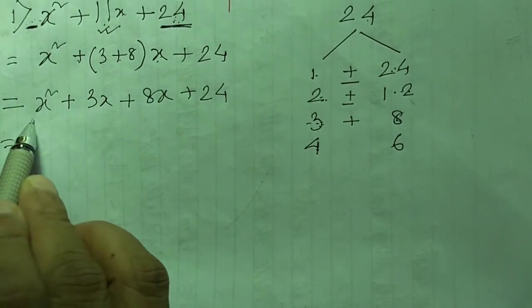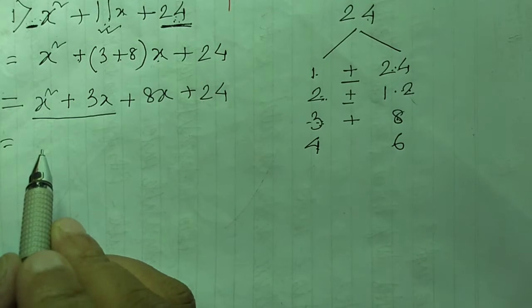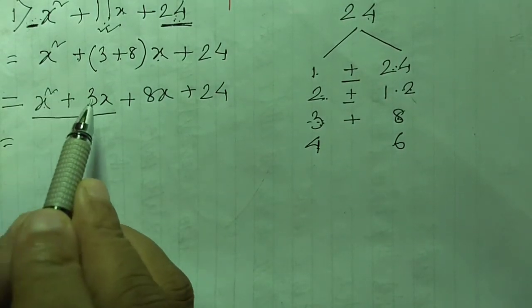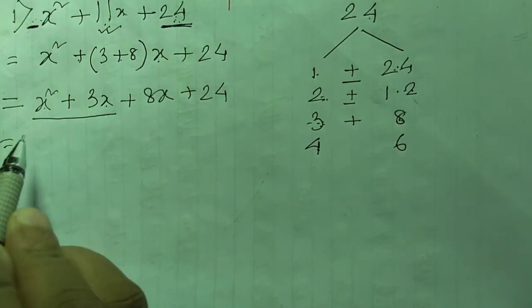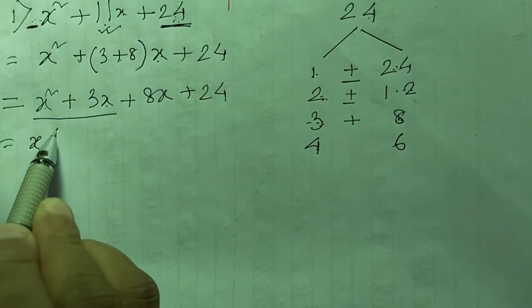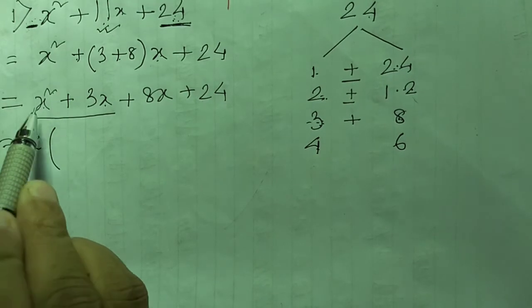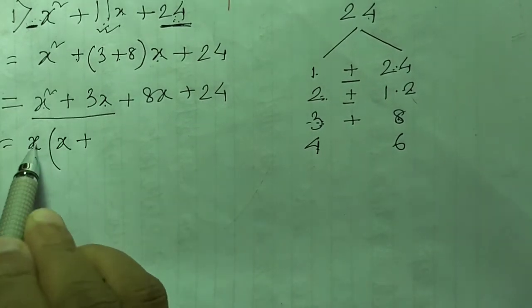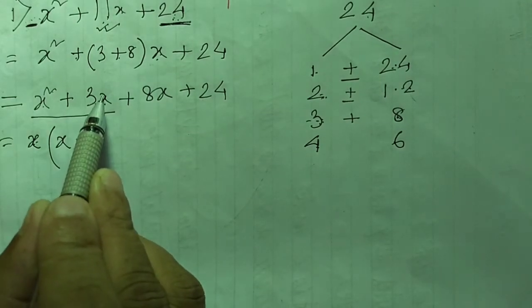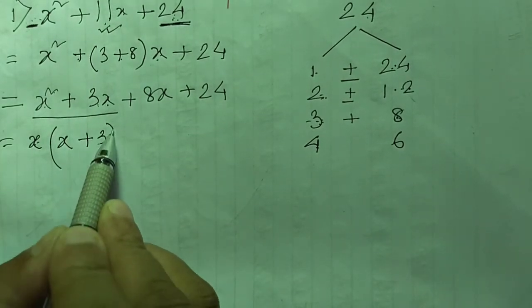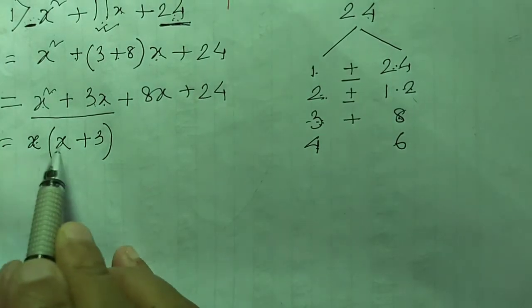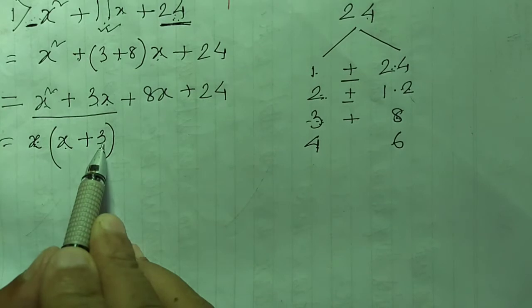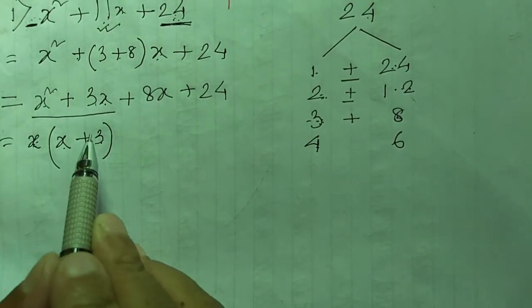Now, what is common from here? We have to take common. This is x square. Here is only x. So, we'll take common x. Now, if you take x from here, what is left? X. Plus, if you take x from here, what is left? 3. You can recheck it like x into x, x square. X into 3, 3x. Yes, it's correct.